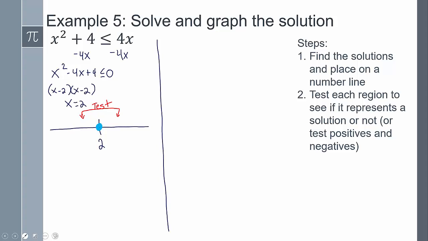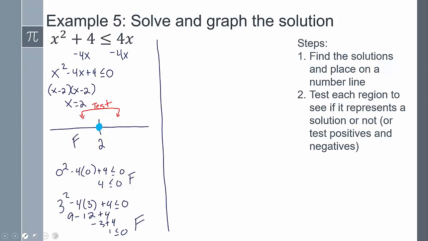Testing that, let's test 0. 0 seems like a pretty easy value. If I plug in 0, it's 0 plus 4, so that gives me 4 is less than or equal to 0. Well, that's false. On this side, I'll test 3. So 9, negative 12, 4. That side, I also get false. Huh. Well, that's weird. Let's try the positive-negative way and see if anything happens differently.